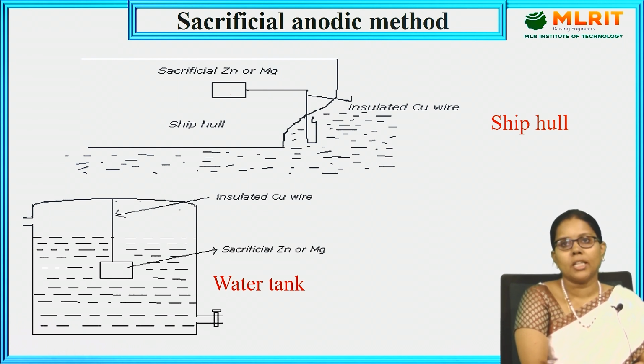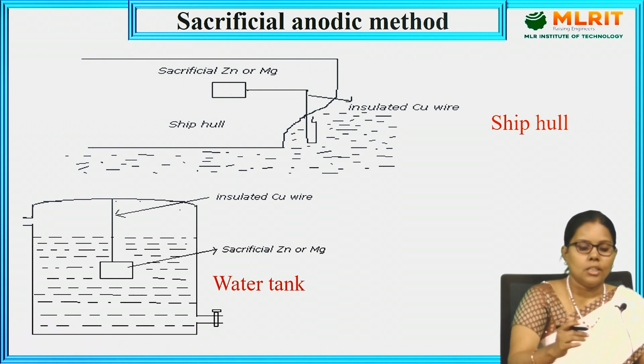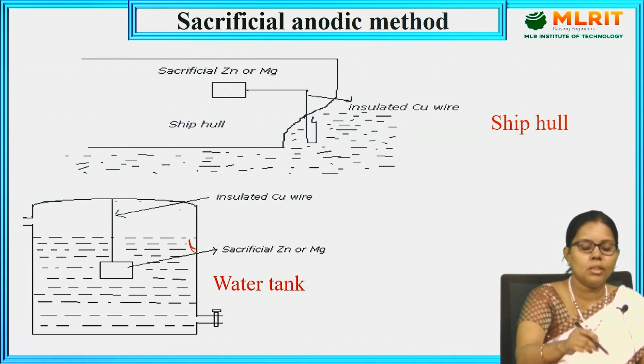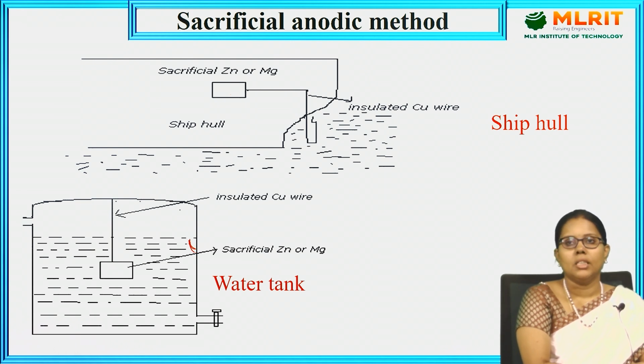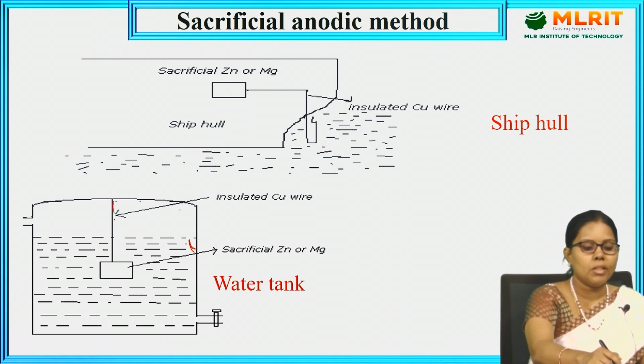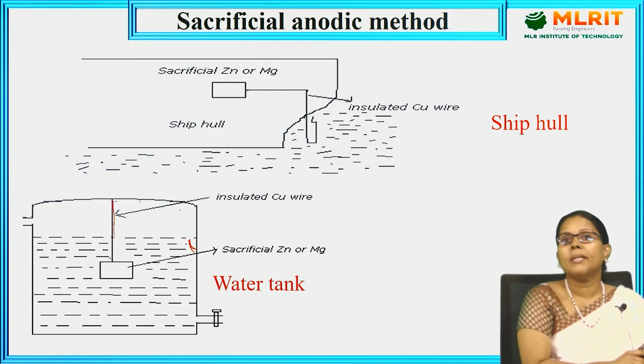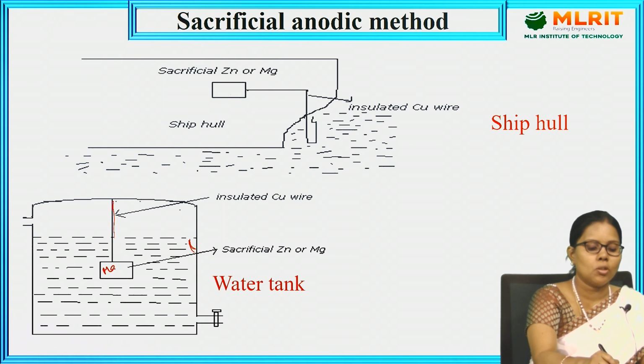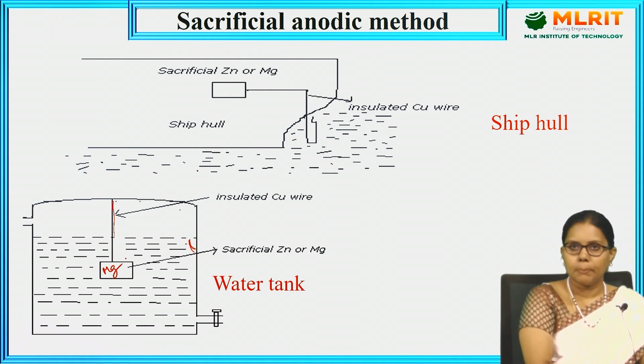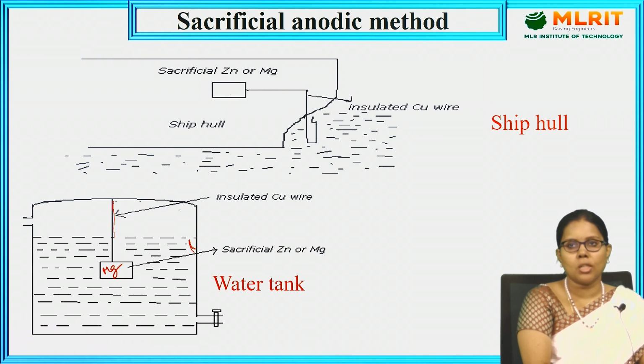If you see this water tank or a boiler, if it is full of water or half full of water, we know that corrosion takes place just below the water level. Just below the waterline, corrosion takes place. In order to protect the boiler or metals or tankers from waterline corrosion, a copper wire is connected and a magnesium block or zinc block is hanging into the water. So, all the corrosion takes place at this magnesium block or zinc block. Therefore, the water tank is protected from the corrosion or waterline corrosion.